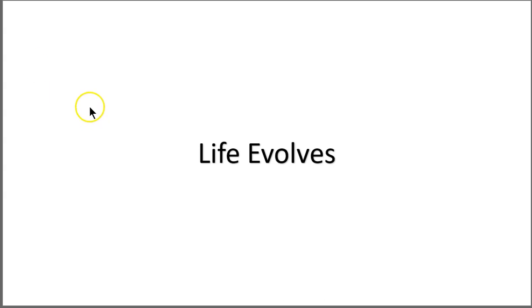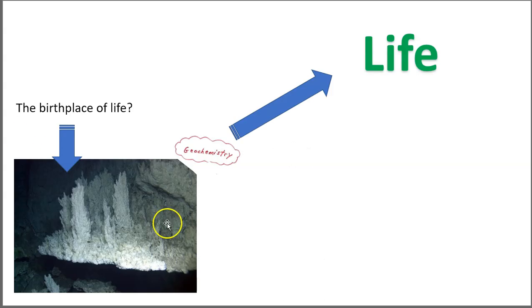In this lesson series, we'll tackle a very important question. How does life evolve? Now, the story that modern science puts before us is one in which chemistry somewhere on Earth some 4 billion years ago produced life. Perhaps underneath the oceans in these volcanic hydrothermal vents.